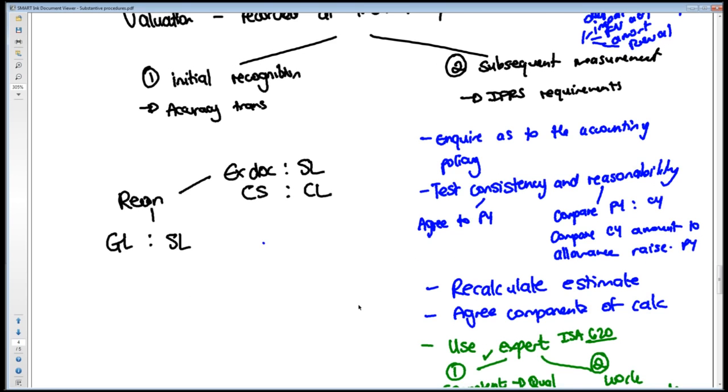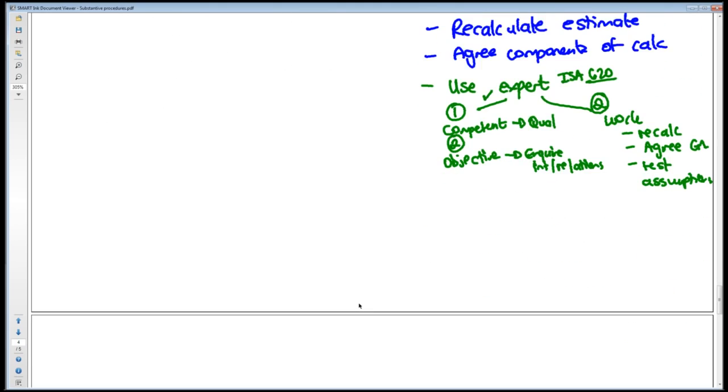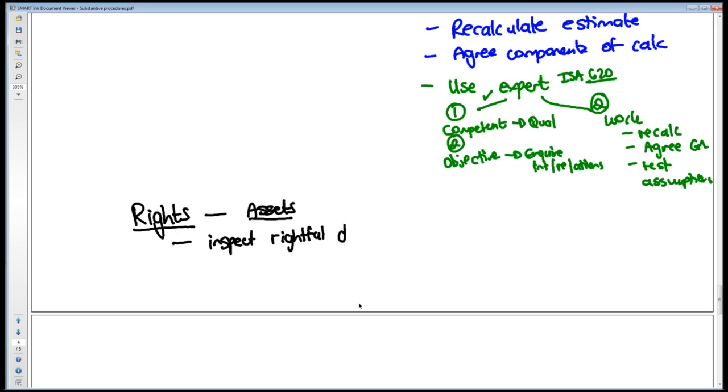Then we've got rights and obligations. I'm only going to focus on rights, guys, because obligations is the same as what you would do for completeness. So rights has got to do with your assets. Do they have the right to that asset? How do I test it? Obviously, the easiest thing is to inspect the rightful documents. So examples, your vehicle registration, if you're looking at a vehicle, your title deeds, if you're looking at a property, your contracts, if you're looking at something like an intangible.